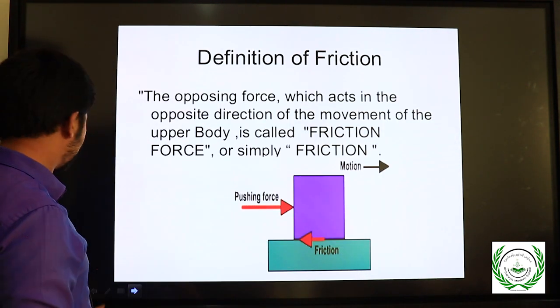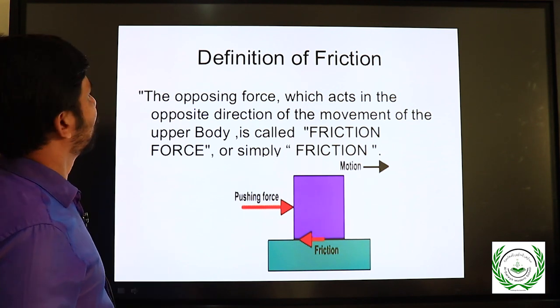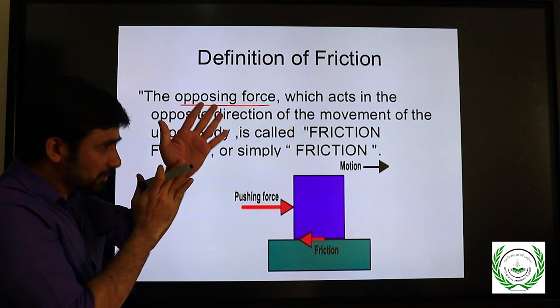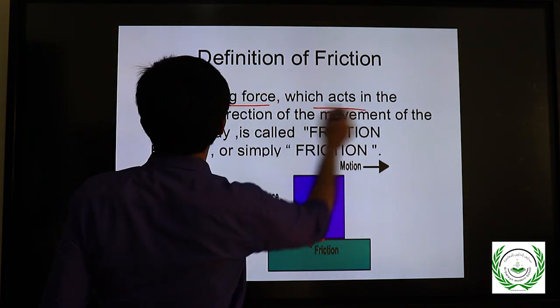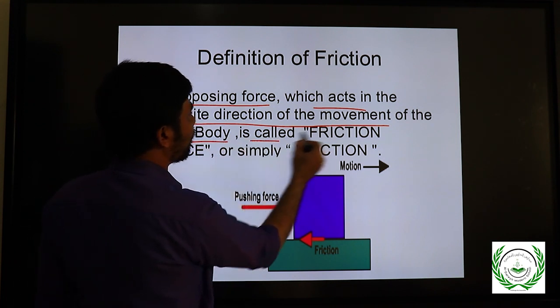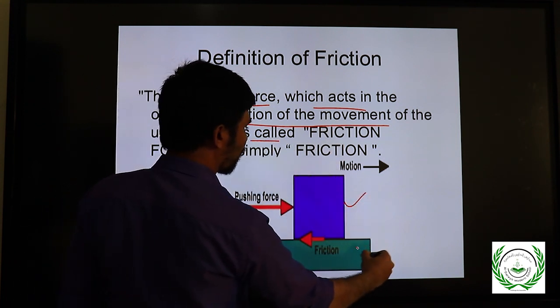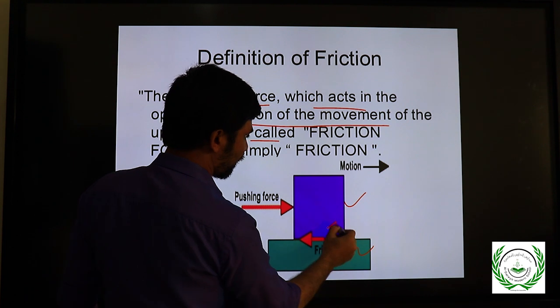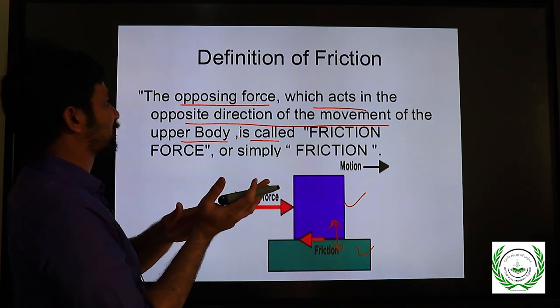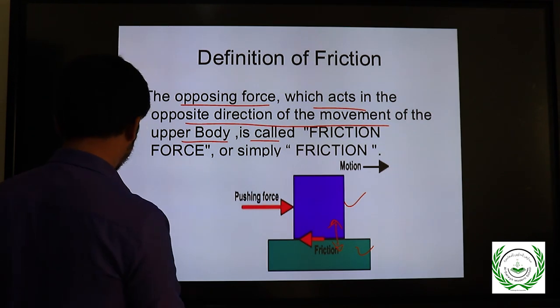Next, the definition of friction. The opposing force which acts in the opposite direction to the movement of the upper body is called friction. When the upper body and the lower body are in contact with each other, there is an opposite force, and that is called friction.